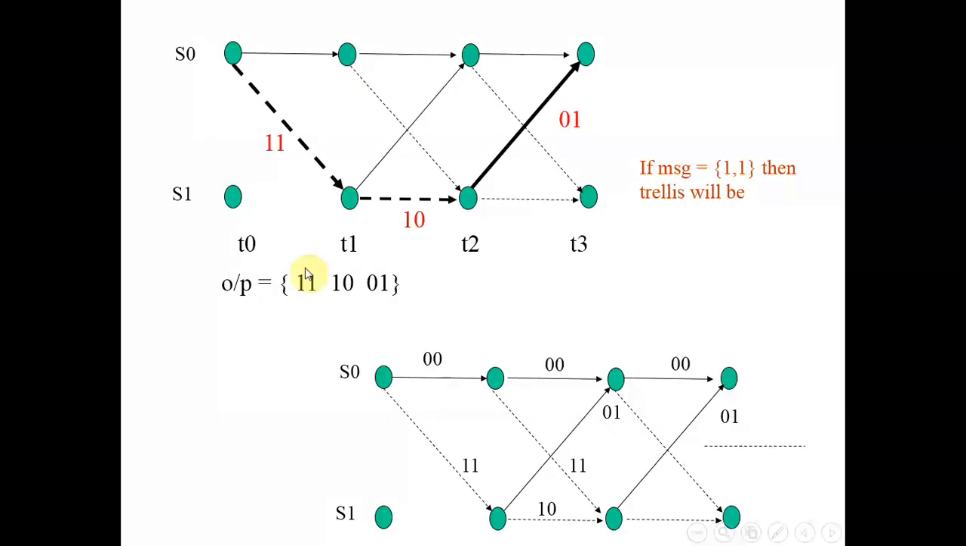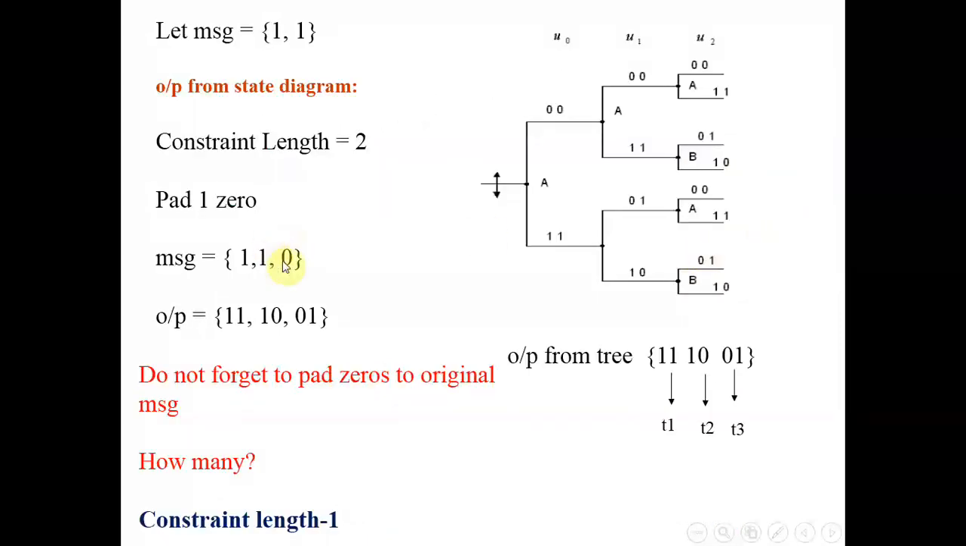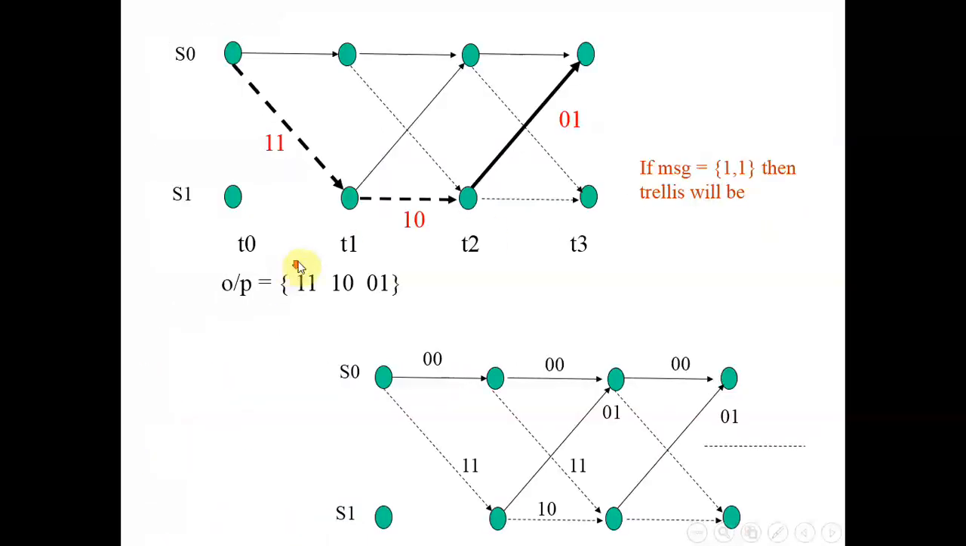Let's verify with the trellis structure. This is the trellis, which we already know. Now what is the first message bit we receive? 1. So 1 is this path from S0 to S1, the dotted path. So I come here, my output is 1 1. What is the next bit? 1 again. So again the dotted path. So 1 1 1 0, and the third bit we are encoding in this message is 0. So 0 is the solid transition. So it is 0 1.